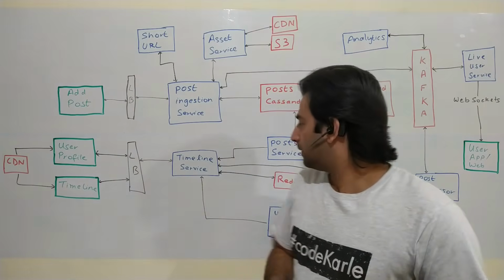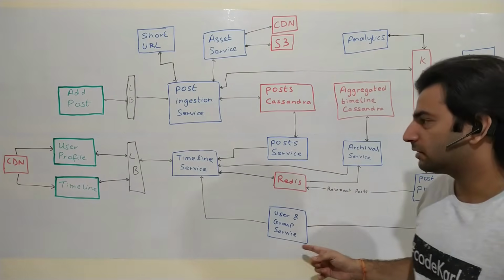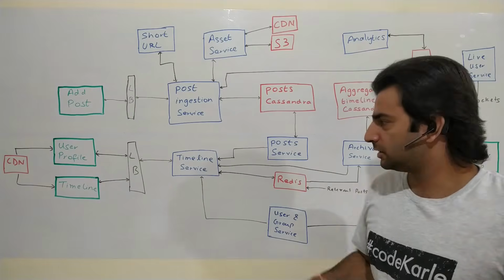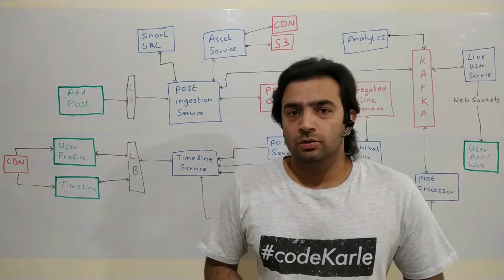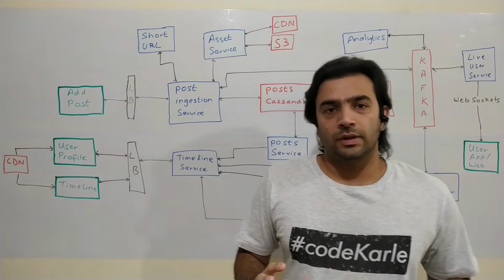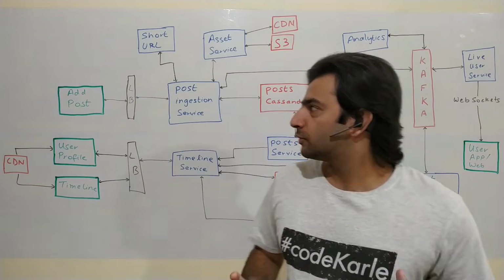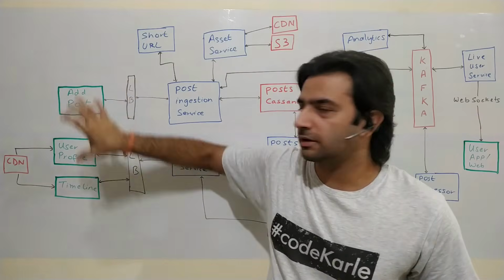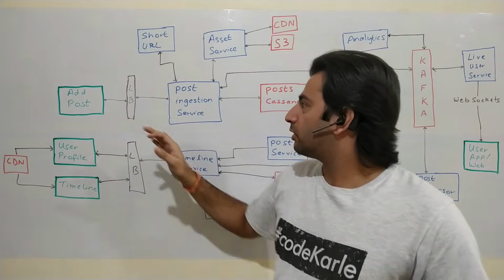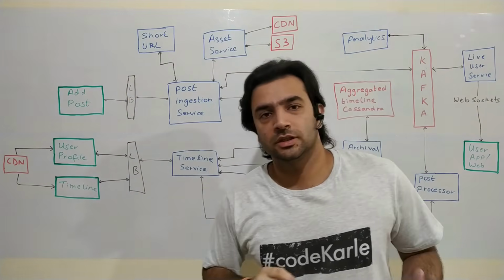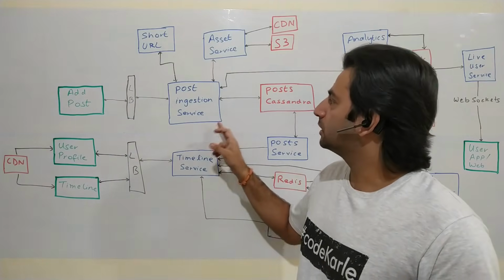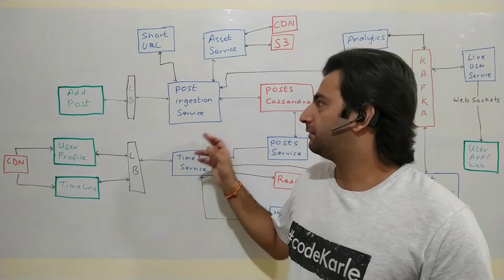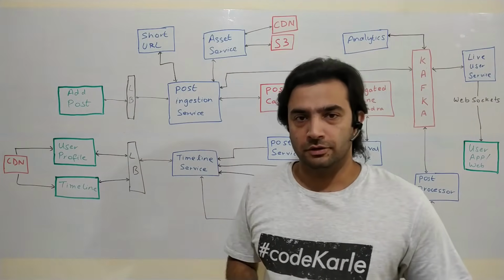There's also user service and group service, which we talked about in the previous section. We'll be using them in a bunch of places. Cool. Now let's start with the user flow when they try to post content. That piece is taken care of by this add a post box. It talks to something called post ingestion service. If it has audio or video content, post ingestion service will talk to asset service. If it has URLs, it will talk to short URL service.